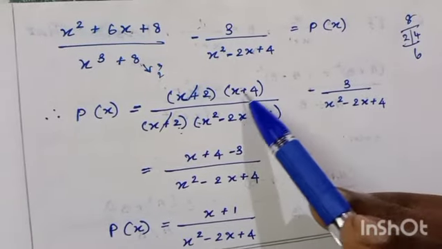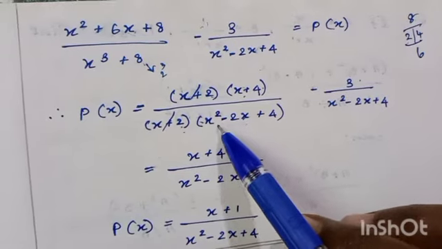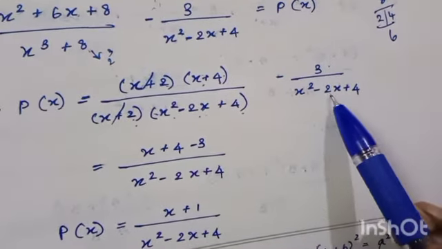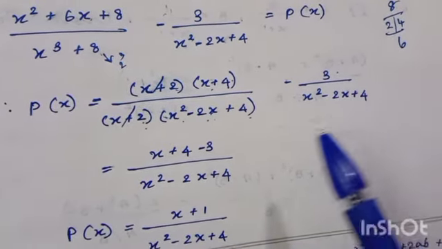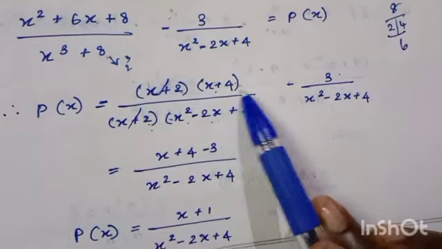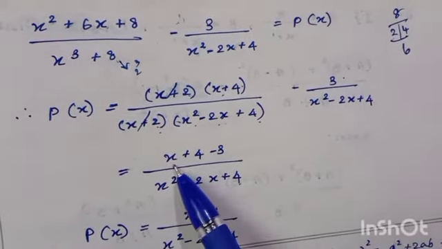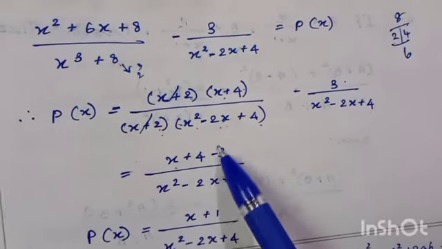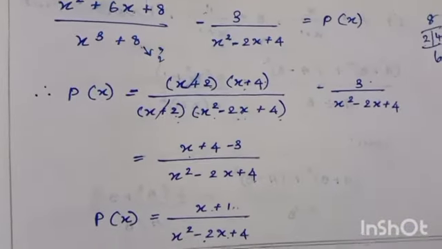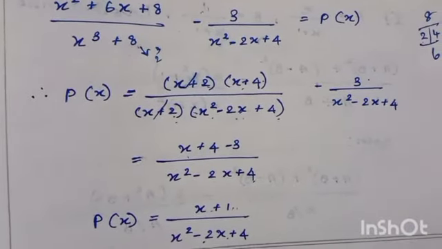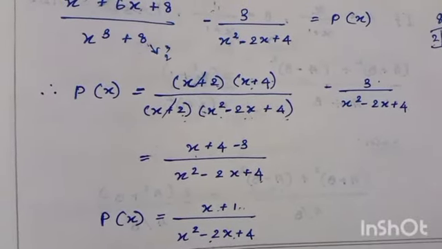We have here x plus 4, here 3. The denominator of the first one is x square minus 2x plus 4. The second expression's denominator is also x square minus 2x plus 4. Same denominator, so you add the numerators: (x plus 4 minus 3) whole divided by (x square minus 2x plus 4). Simplify these two, 4 minus 3, 1. So (x plus 1) by (x square minus 2x plus 4). So that unknown expression is (x plus 1) by (x square minus 2x plus 4).